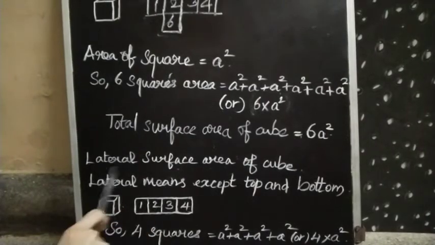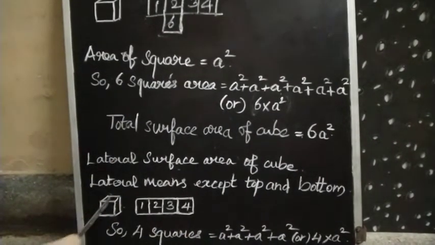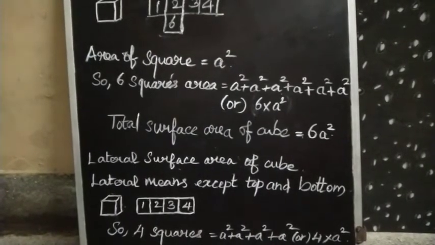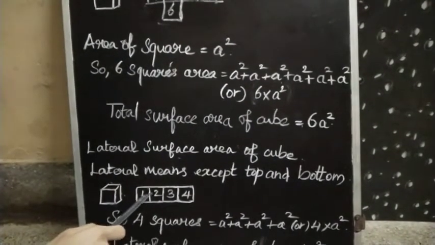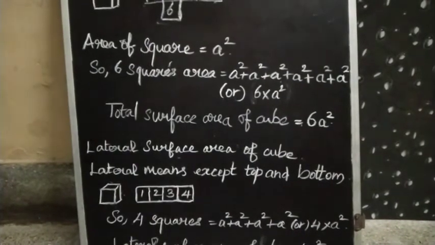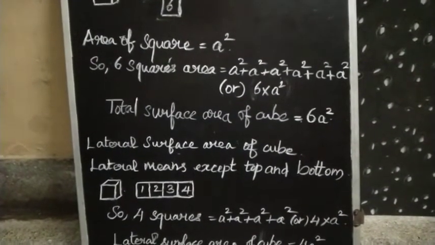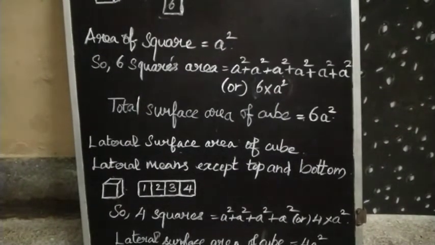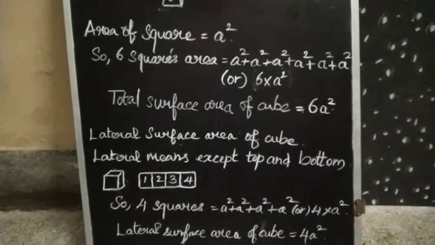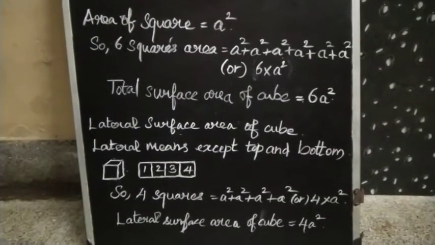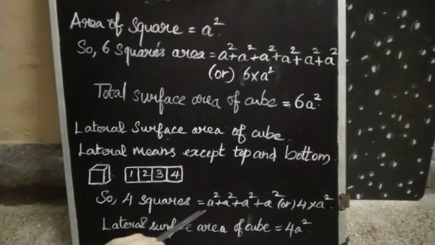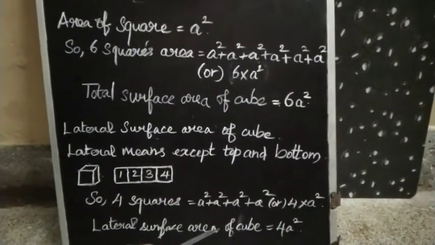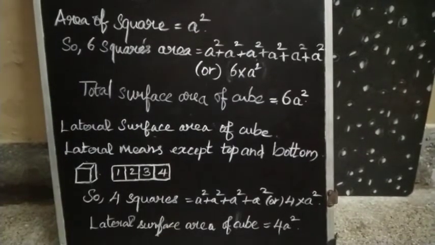Next, lateral surface area of cube. Lateral means except the top and bottom. See this top and except this bottom. So it is known as lateral surface area. We only need the 4 squares. For example, if we want to whitewash the walls, it needs lateral surface area. There is another name for lateral surface area, that is curved surface area. So area of 4 squares, 4 into a square. We get the lateral surface area of cube as 4a square.